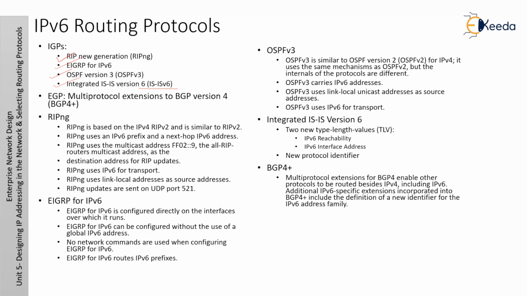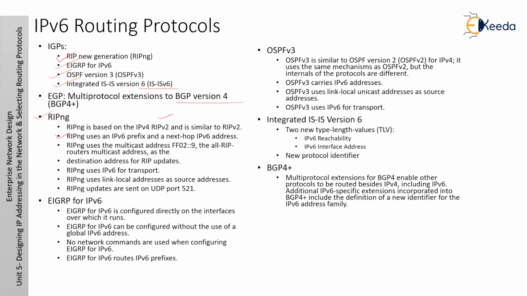Now come to EGP. The EGP is the multi-protocol extension to BGP version 4. This is BGP4 plus. RIPng is based on IP version 4 RIP version 2 and is similar to RIP version 2.